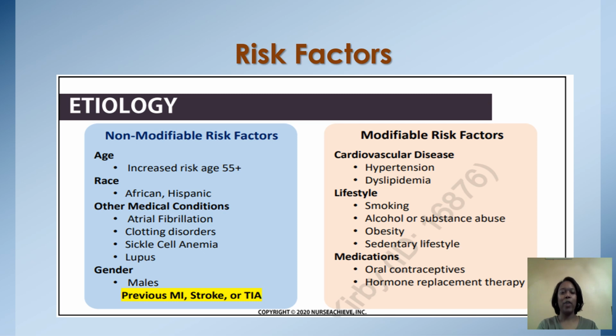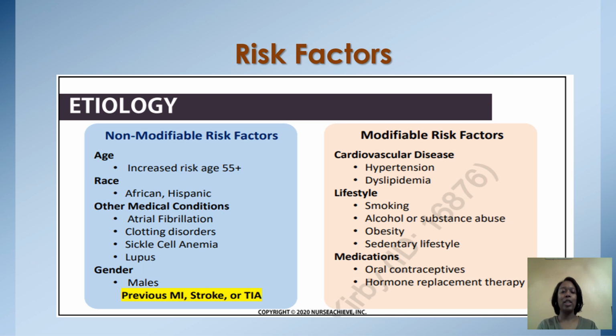Let's discuss risk factors. So there are risk factors that can be modified, and there are risk factors that are not able to be modified. So let's talk about the non-modifiable risk factors. So age plays a factor. If you are 55 or above, you are at higher risk for a stroke. Race plays a factor. Minorities, especially African Americans, Hispanics, and Native Americans, are also at higher risk for a CVA.